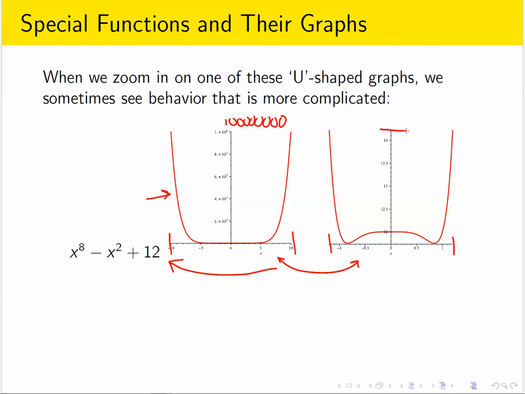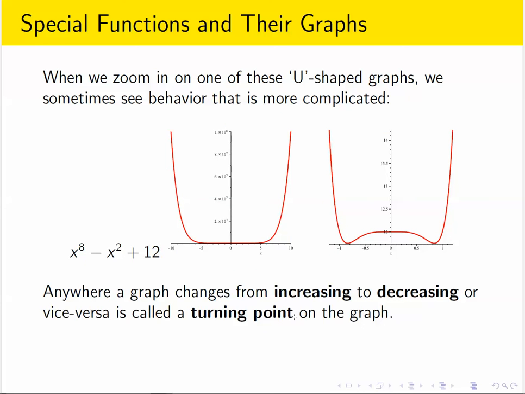That's a lot more than roughly 14, which is what we see on the right. So these are the same function, but they're viewed at different scales. It's like we're zoomed in on the right and zoomed out on the left. So when we zoom out on an even degree polynomial, we see this U shape. But when we zoom in, there can be a more complicated behavior.